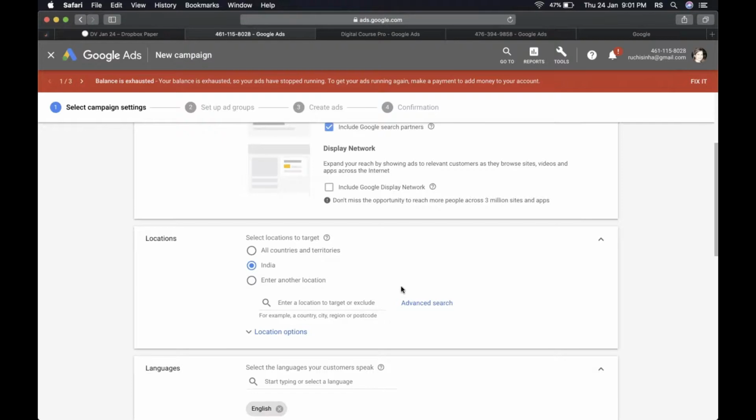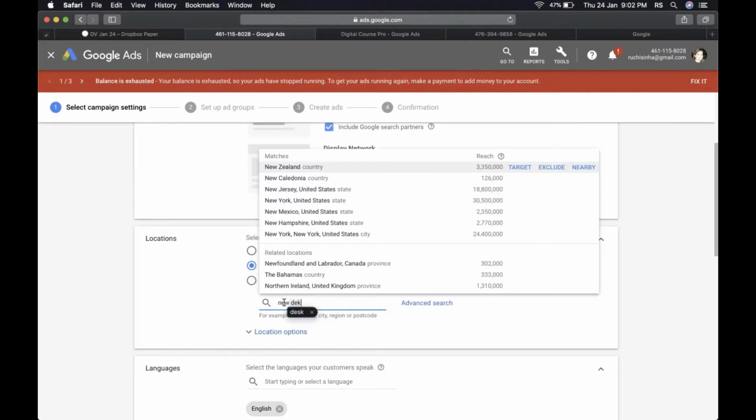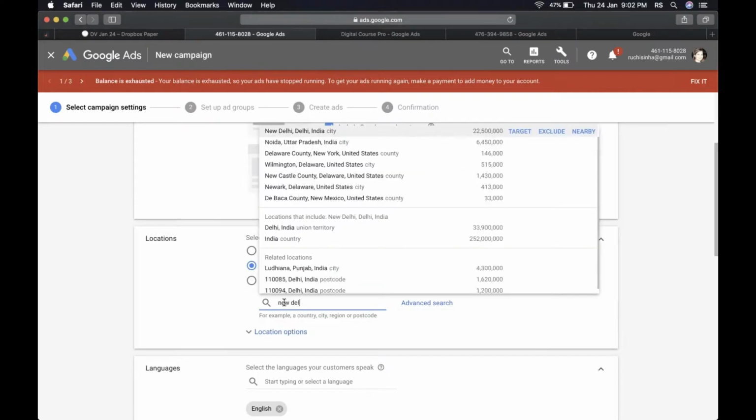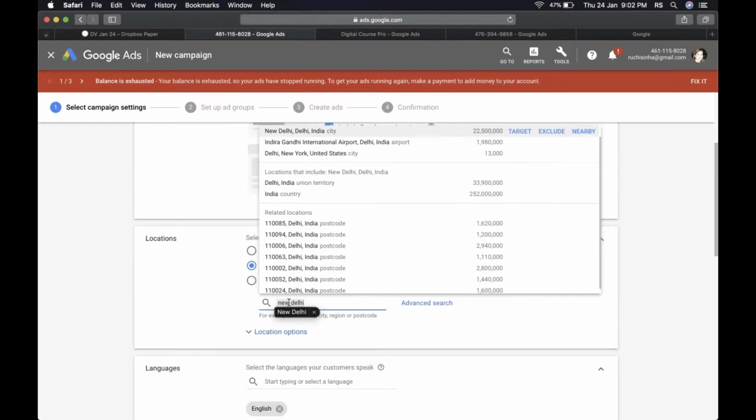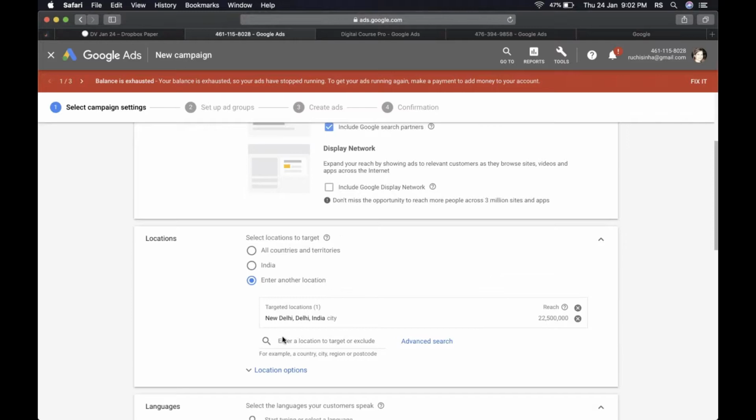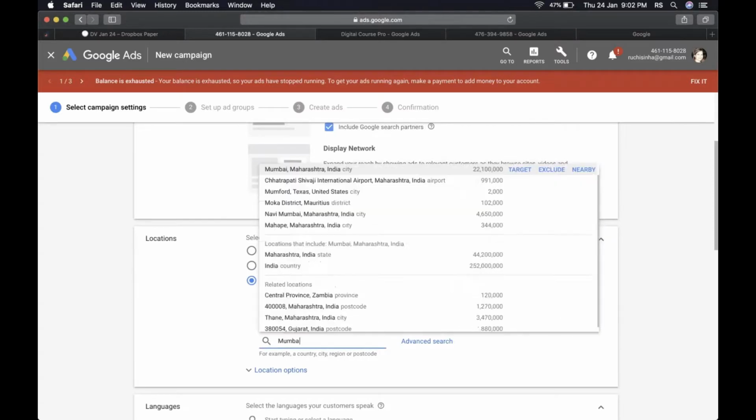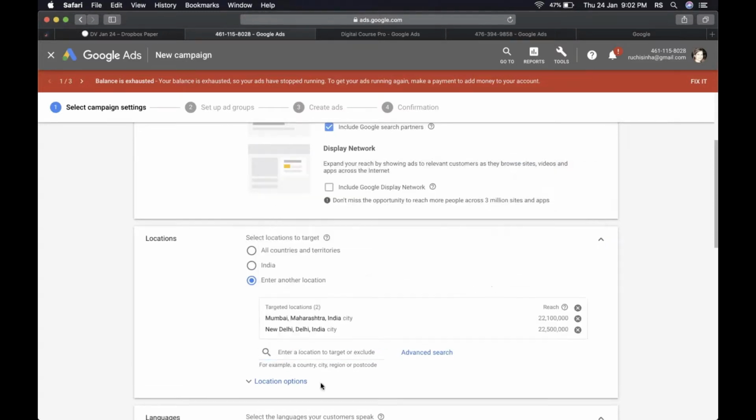So where do you want your ads to show? By default, they're showing me these options. If I want to choose something, I can go like this and choose multiple cities, multiple countries. So I can say, suppose New Delhi, and target New Delhi. I want to say Mumbai, so I can add Mumbai. I can keep adding my different locations like this.